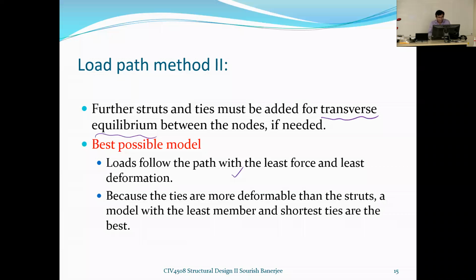And so a model with the least number of members and the shortest ties is the best. So you have a minimum number of members and the shortest lengths of ties. They are the best model. So what we are saying here is we can have different possible models, but we are trying to look at what is the best model in this scenario and then analyze that.